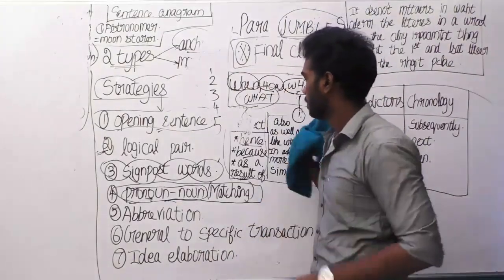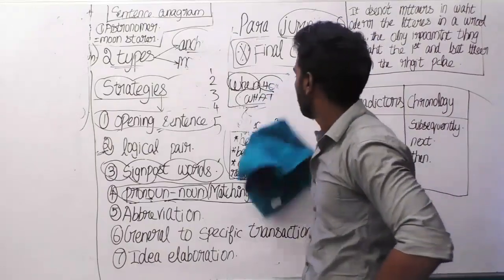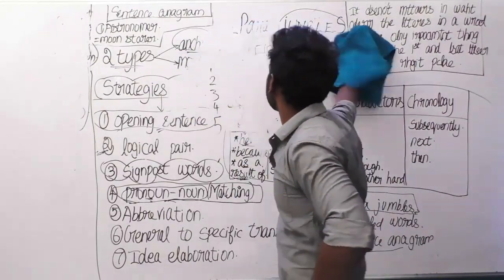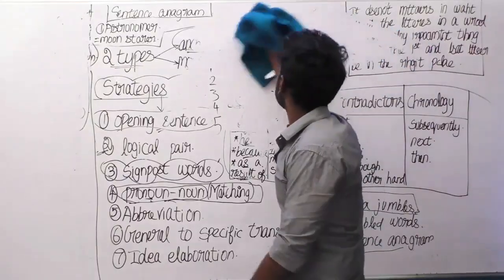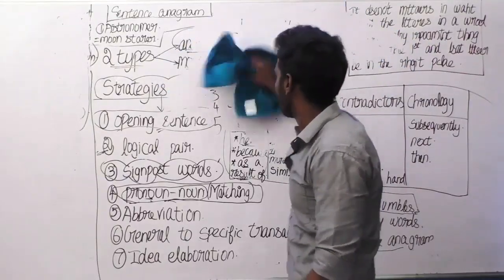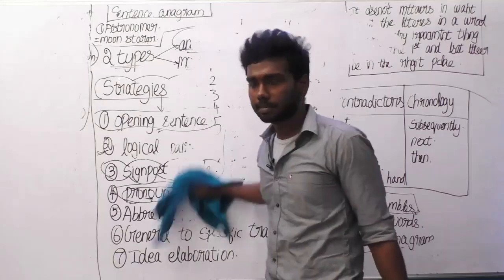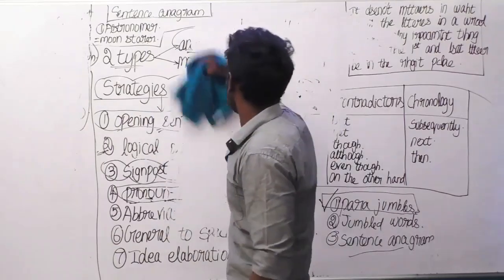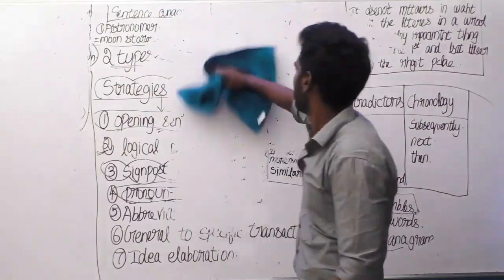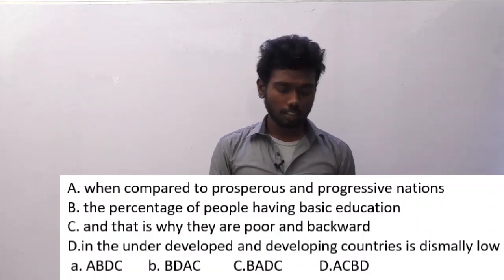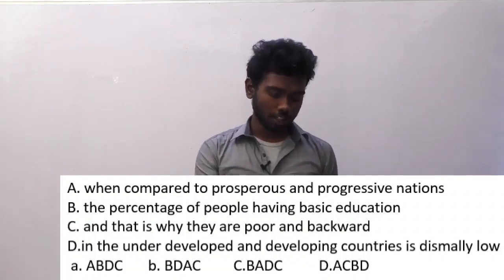I hope everybody has understood it easily. Let us see some examples from previous year questions, so that you are going to understand the concept clearly again. So let us move on to the example now. Okay students, we have come to the example questions of the para-jumble topic. Let me read out the question. These questions will be flashed on your screen, and note them down.